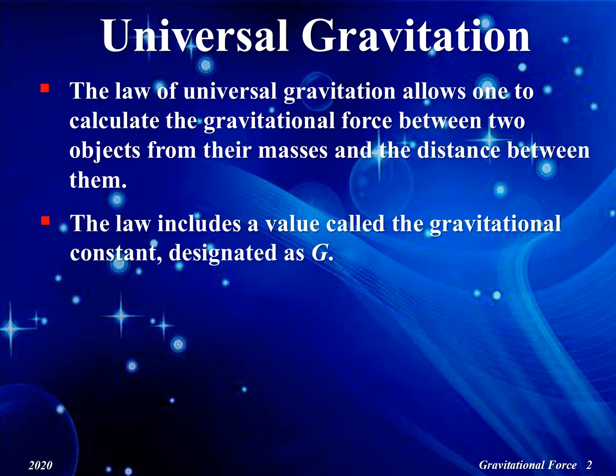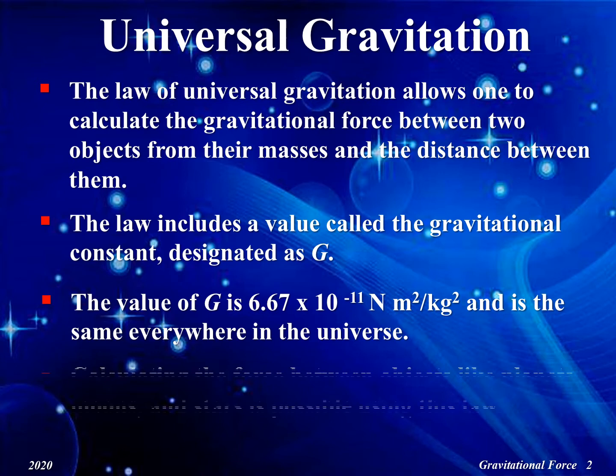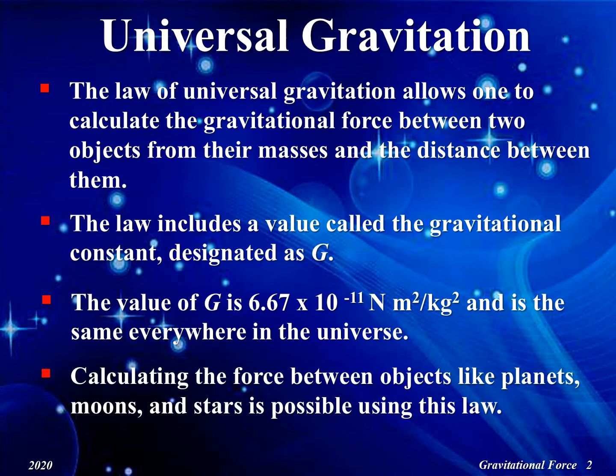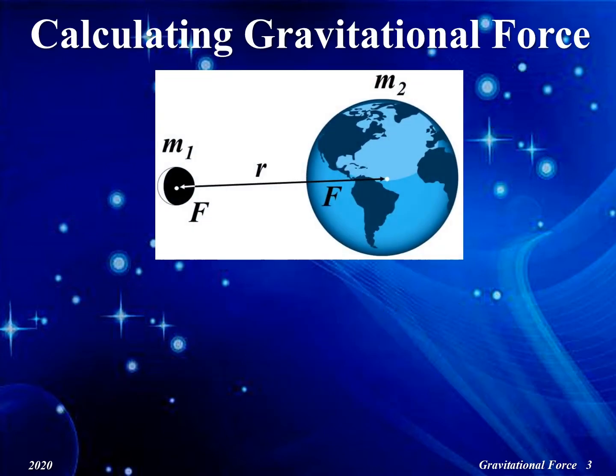The law includes a value called the gravitational constant, designated as G. The value of G is 6.67 times 10 to the minus 11 newtons meters squared per kilograms squared. The value of G is the same everywhere in the universe. Calculating the force between objects like planets, moons, and stars is possible using this law. This diagram shows an example of how the gravitational force between the Earth and the Moon is calculated.